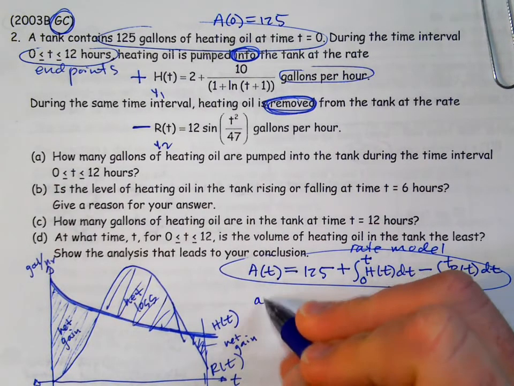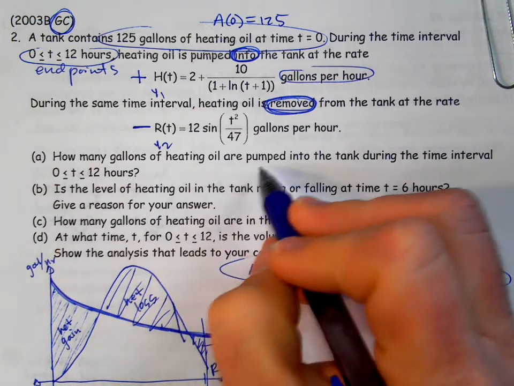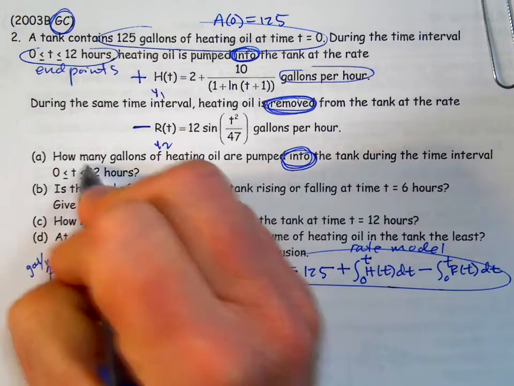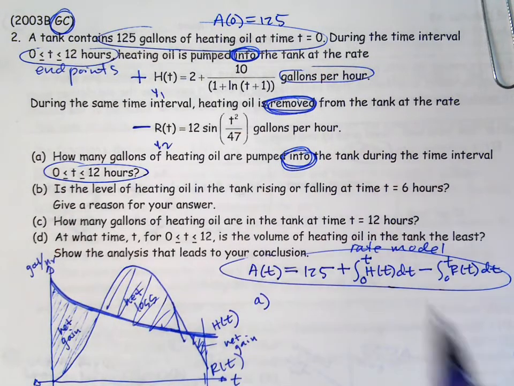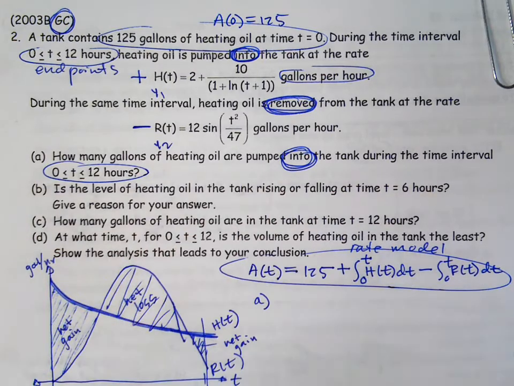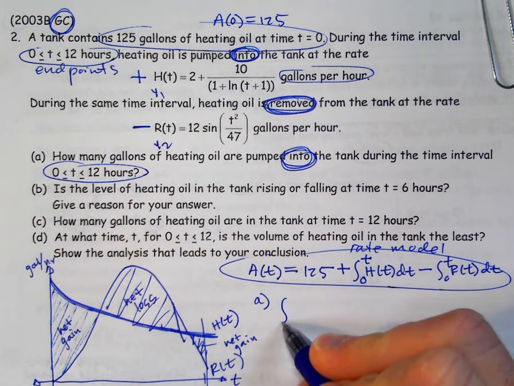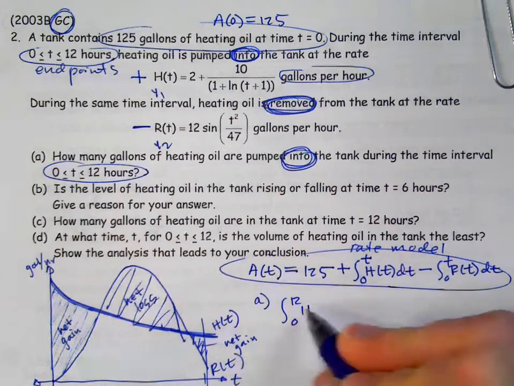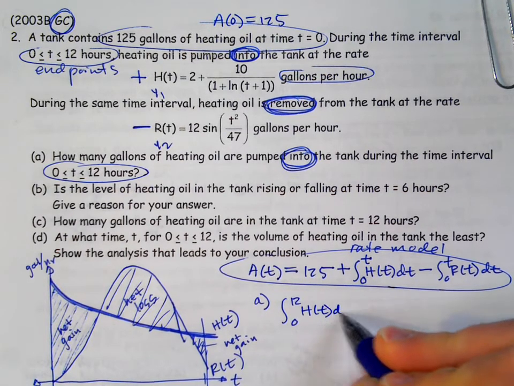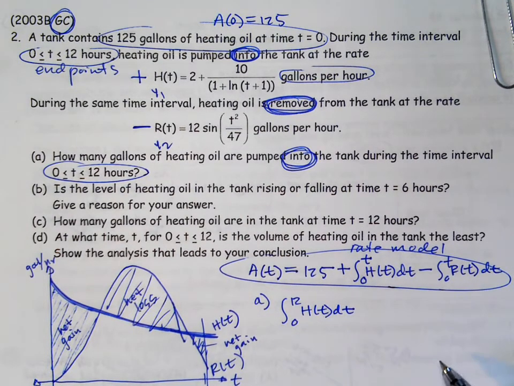Now, on part A, they say how many gallons of heating oil are pumped into the tank from 0 to 12. Now, it's not asking you for the total amount of heating oil in the tank at 12. It's just asking what's going in. So that's just a specific part of our rate model. That's just the integral from 0 to 12 of HT dt. Okay? And you can just write that.